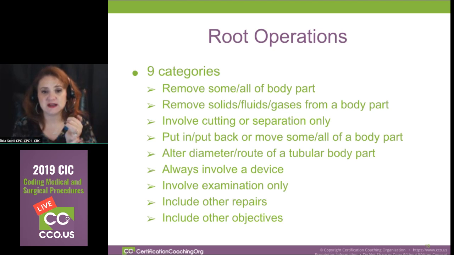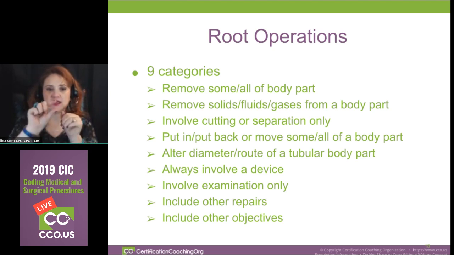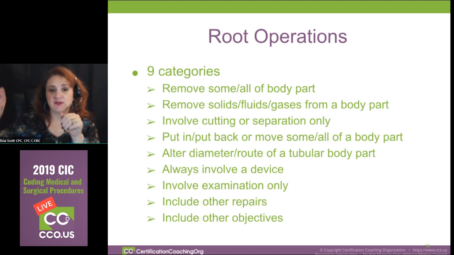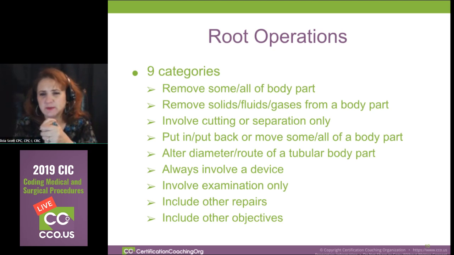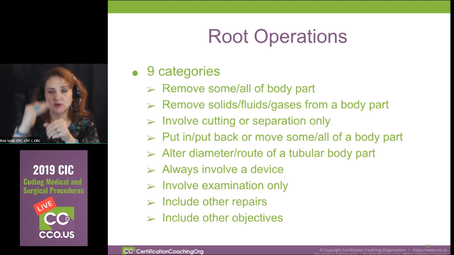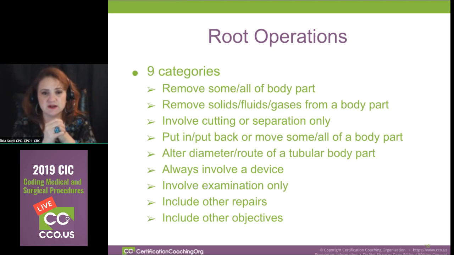We can remove something, but notice the detail. If we remove something, we can remove some or all of a body part. There would be a list under that, these categories. So there are going to be root operations that fall under these categories. So think to myself, I'm going to remove something. Are we removing all of a body part? Yes, we're going to take out a lung. Okay, then it's going to be in that category, and there's going to be a list of root operations there.